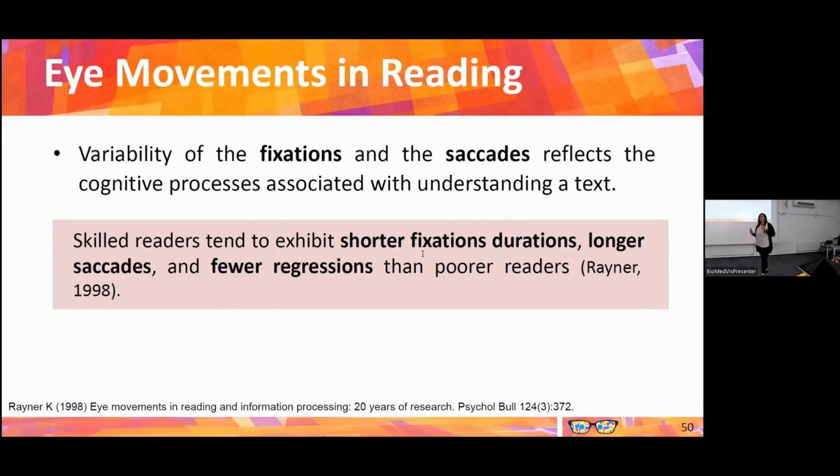we realize that there are some things that are really important to take into account. First, the variability of the fixations and saccades reflects the cognitive processes associated with understanding a text. This means that skilled readers will exhibit short fixation durations, longer saccades, and fewer regressions. It means that if you are a skilled reader, you will stay a short period of time on each word. You will have longer saccades. It means that you are skipping a lot of words, and you are not coming back too much.